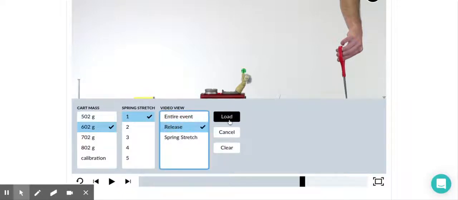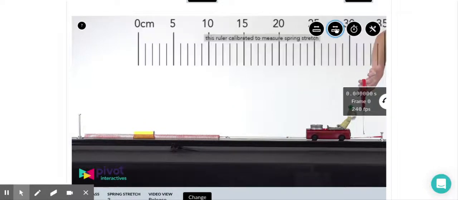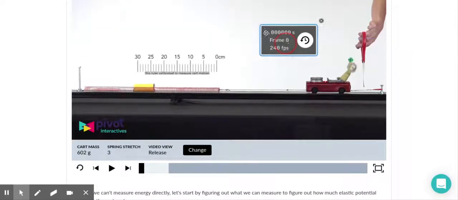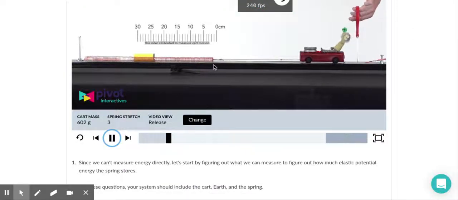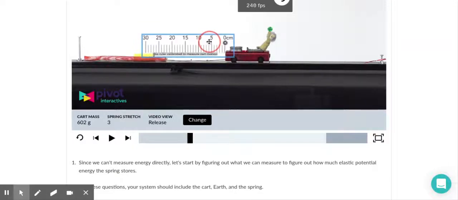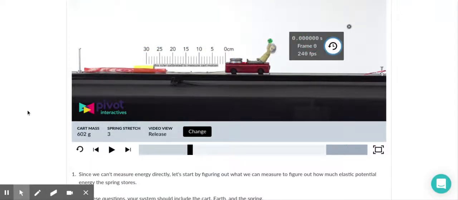If I go to release, I'm going to pick a different spring stretch, 3. If I'm trying to measure his speed, that's spring stretch. Okay, great. This is cart motion. So what I need to do is wait until, so I'm looking at this spring. Right there is where the spring stops being stretched. So I pause my video. I'm going to set up my ruler. I'm going to reset my stopwatch to 0. And let's advance him.